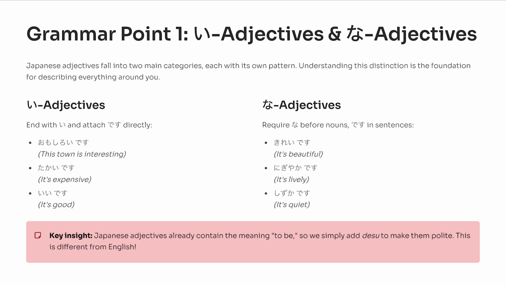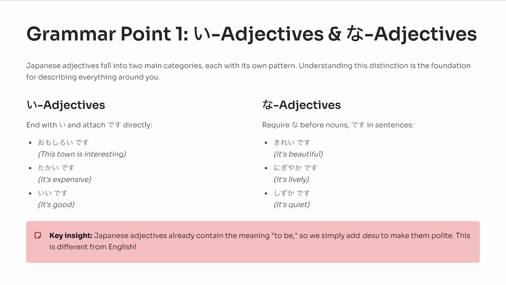sentence polite. The second group is called na adjectives. Some common examples are きれいです meaning it's beautiful. にぎやかです meaning it's lively. And 静かです meaning it's quiet. Unlike I adjectives, these adjectives use na when they come before a noun. For example, きれいな街 means a beautiful town. 静かな部屋 means a quiet room.